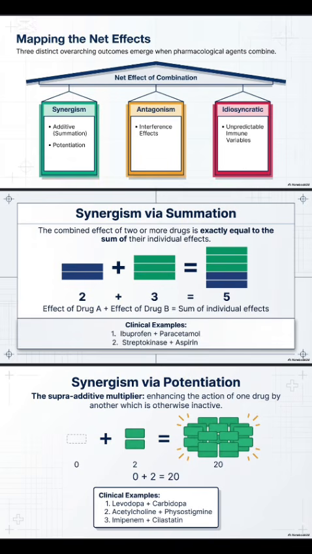Basic maths. Next up is synergism via potentiation, where you are enhancing the action of one drug by another drug which is supposed to be inactive. So you're having 2 plus 0 giving you 20. Now, the mechanism by which this works is usually by inhibiting the enzyme that will break down the drug, as seen in example 2 and 3, or by inhibiting a prodrug from turning into its active form until it gets to the target site, as seen in example 1, causing the mass effects on the target.